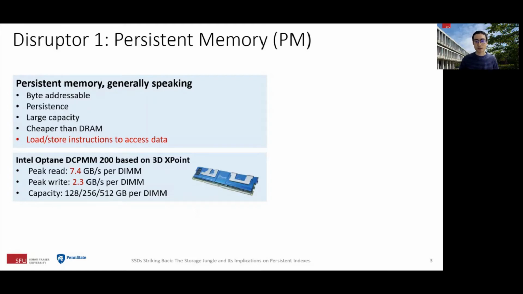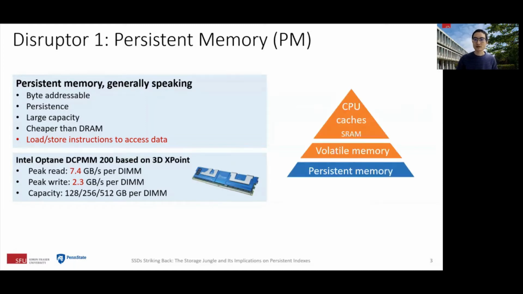Here I'm showing the performance characteristics of the latest 200 series model based on the 3D cross-point technology. For read performance, we can get up to 7.4 gigabyte per second bandwidth, and for write performance, we can get up to 2.3 gigabyte per second bandwidth. And capacity-wise, a single DIMM can have up to 512 gigabytes of capacity. So this is just the numbers for a single DIMM. If we have multiple DIMMs plugged onto the motherboard, then we can have a much higher aggregate bandwidth and capacity.